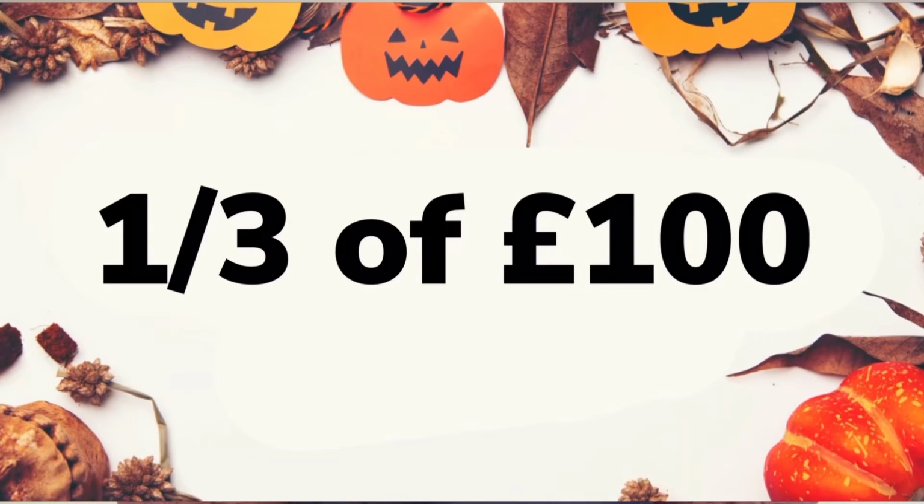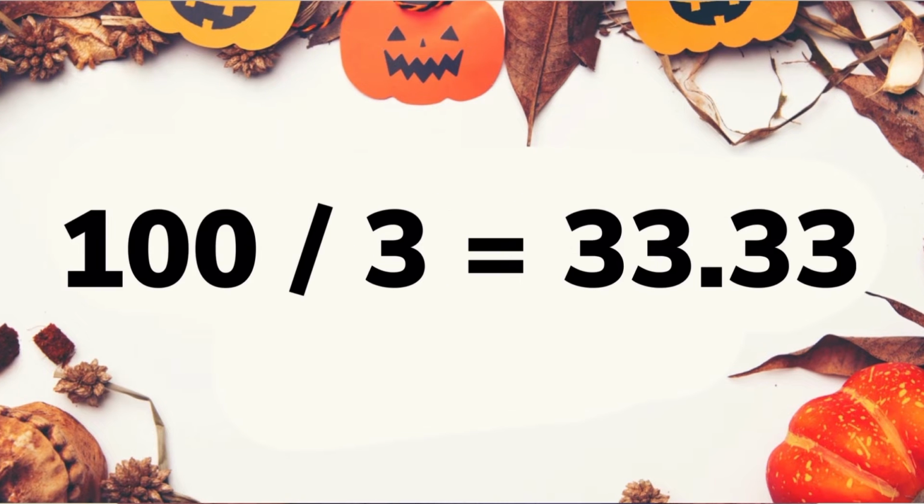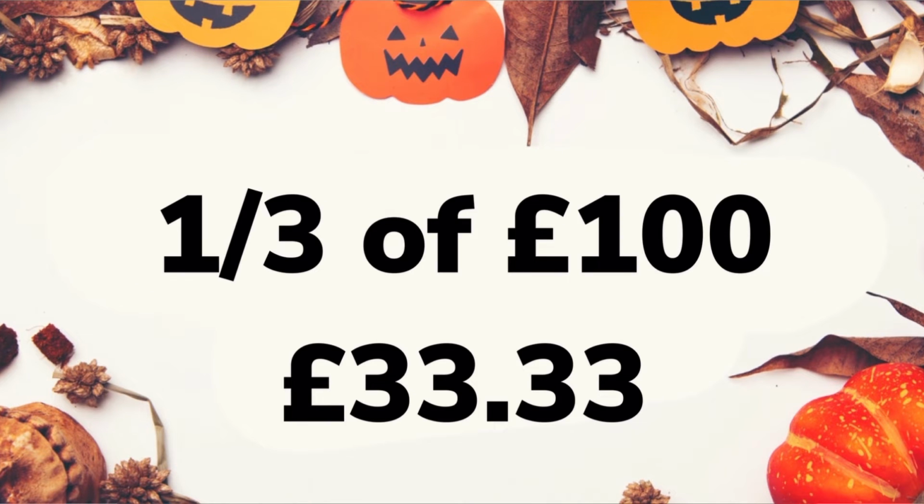Okay, now we've been through the basics. Let's take a look at a calculation involving fractions. If I had £100 in my pocket, which would be lovely, and I wanted to work out what 1/3 is, what I would do is I would divide my £100 by the denominator, or the second number in the fraction, which in this case is 3. So I would do £100 divided by 3, and that will give me the answer of £33.33. Now that actually is 1/3.